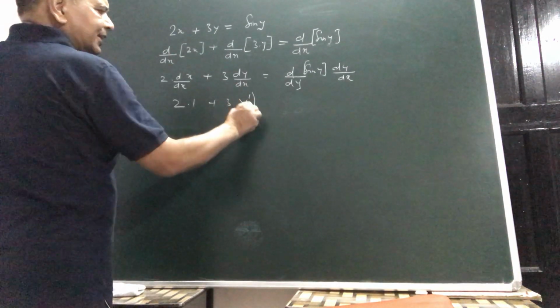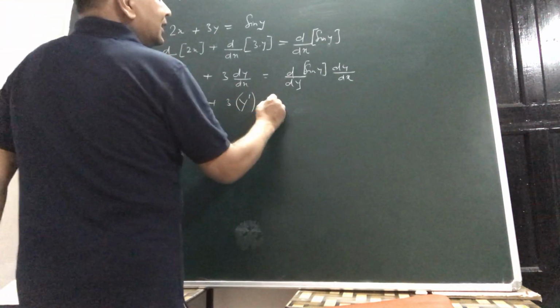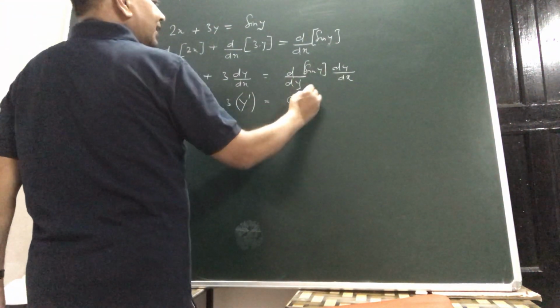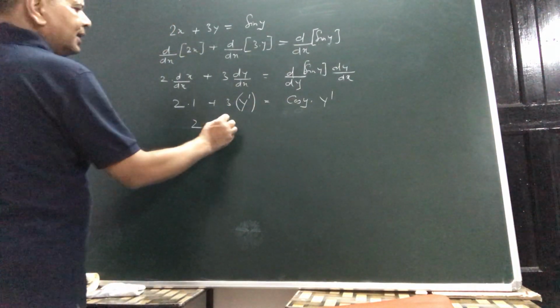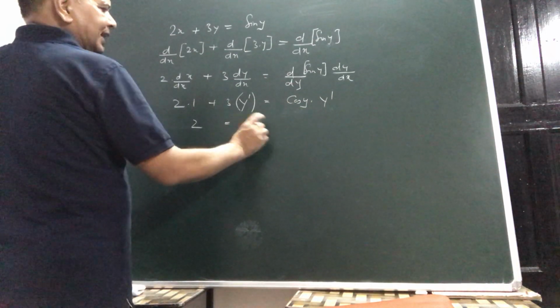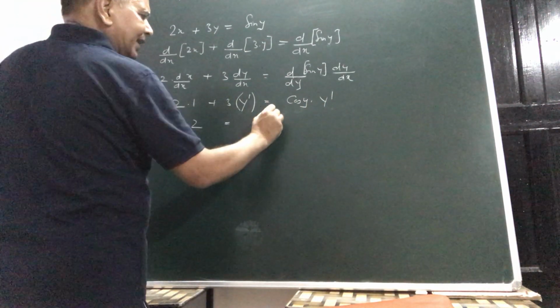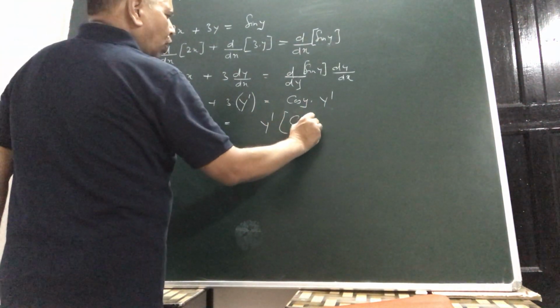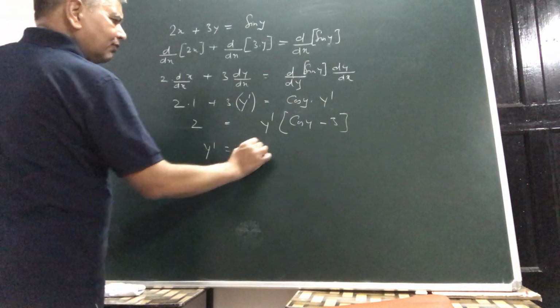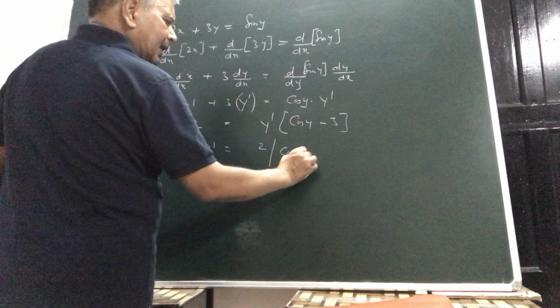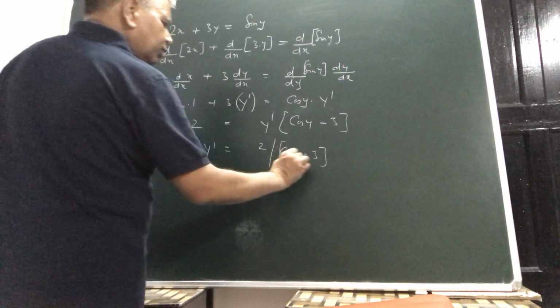See, in this method you can write y dash is equal to what? d by dy of sine y is cos y, and then this is y dash. Now terms containing y dash you bring on one side, take the other terms to the other side, and take y dash common. So what you will get? cos y minus 3, and therefore y dash will be what? It will be 2 upon cos y minus 3. So this is how you will be doing it.